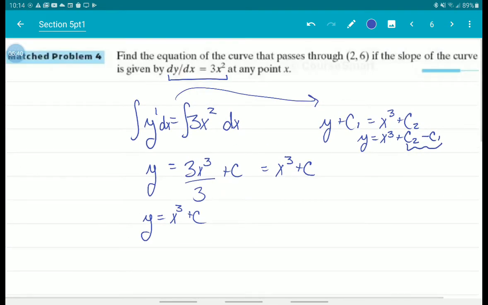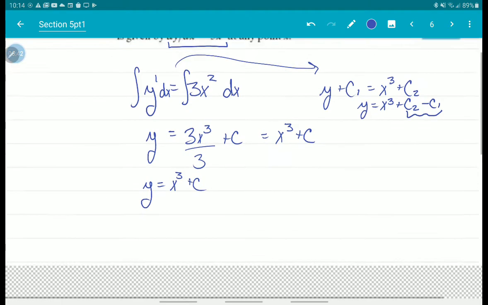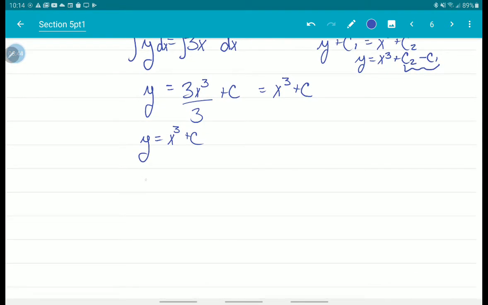Now in this example, we're going through the point 2, 6. Our goal is to figure out what c is. Substitute in everything you know. We know x is 2, y is 6. So 6 equals 8 plus c. So negative 2 is going to be your c.